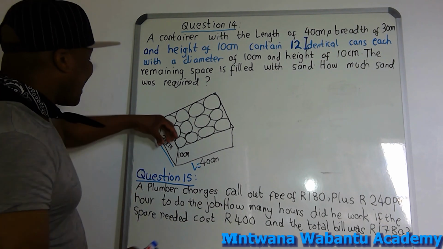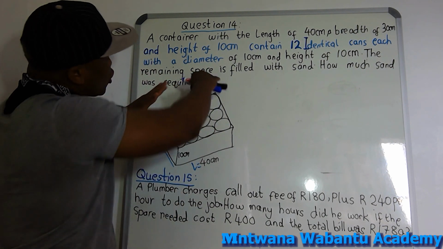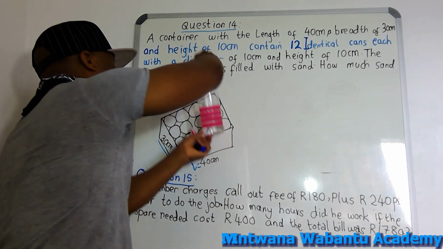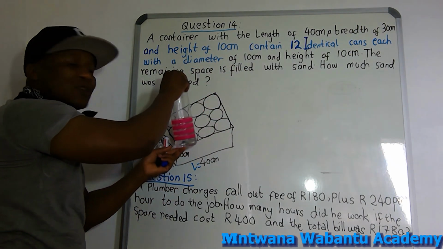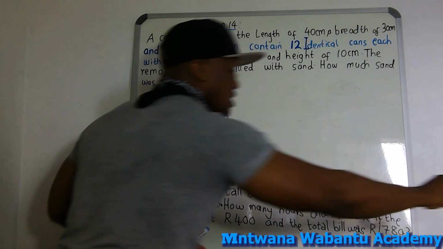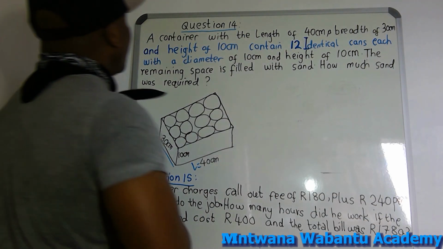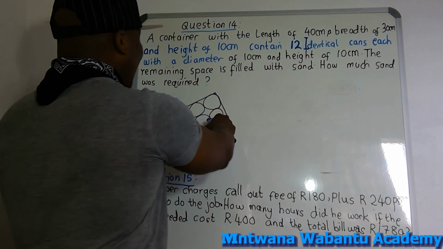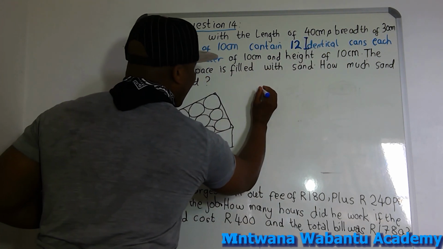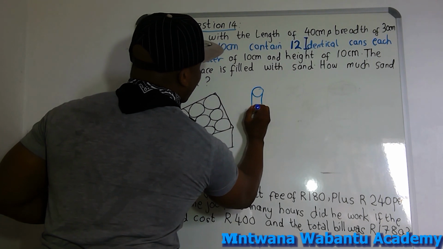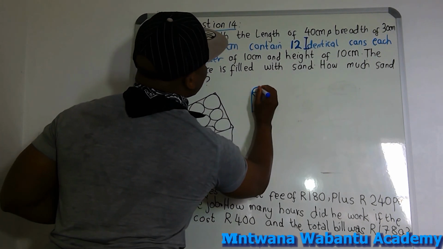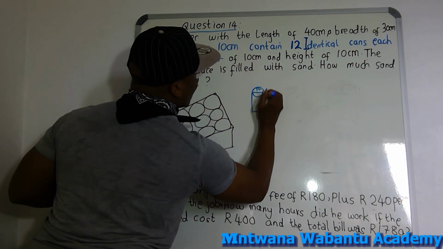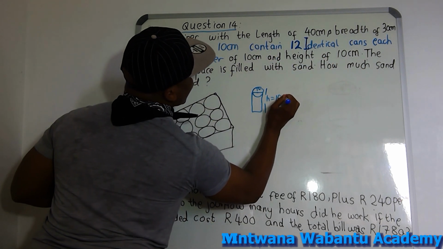We have 12 cans. They're like this, but they show on top of the box. But it's like we have 12 of these inside this box. 12 of them identical means they look alike. They're inside this box. So each one has a diameter of 10 centimeter. So all these identical cylinders have a diameter of 10. You see what I'm saying? And also they have a height of 10 centimeter.